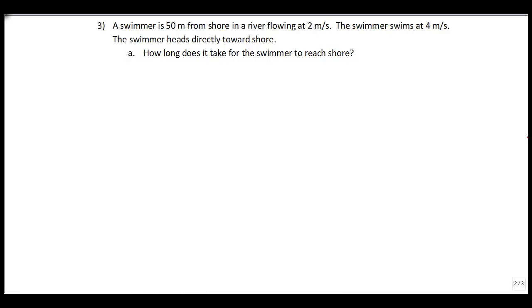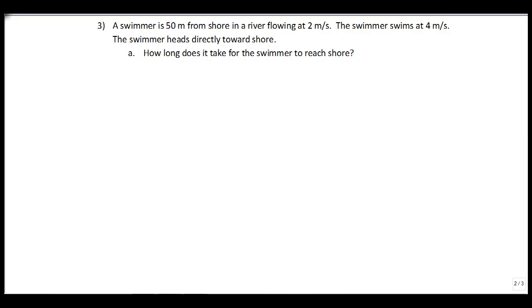Okay, so this says a swimmer is 50 meters from shore in a river flowing at 2 meters per second. Here, the swimmer swims at 4 meters per second, and the swimmer heads directly toward shore. So part A, there will be a part B later, is how long does it take for the swimmer to reach shore?